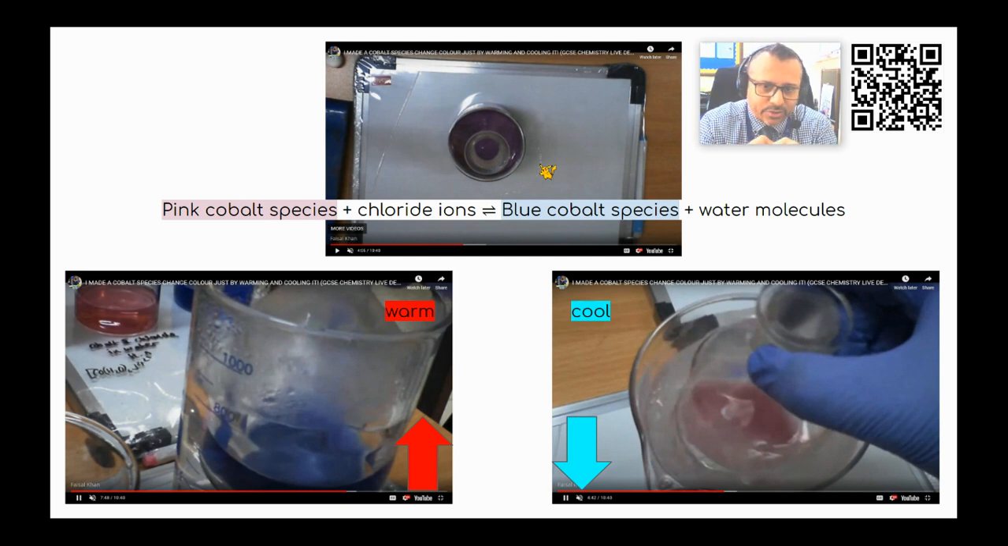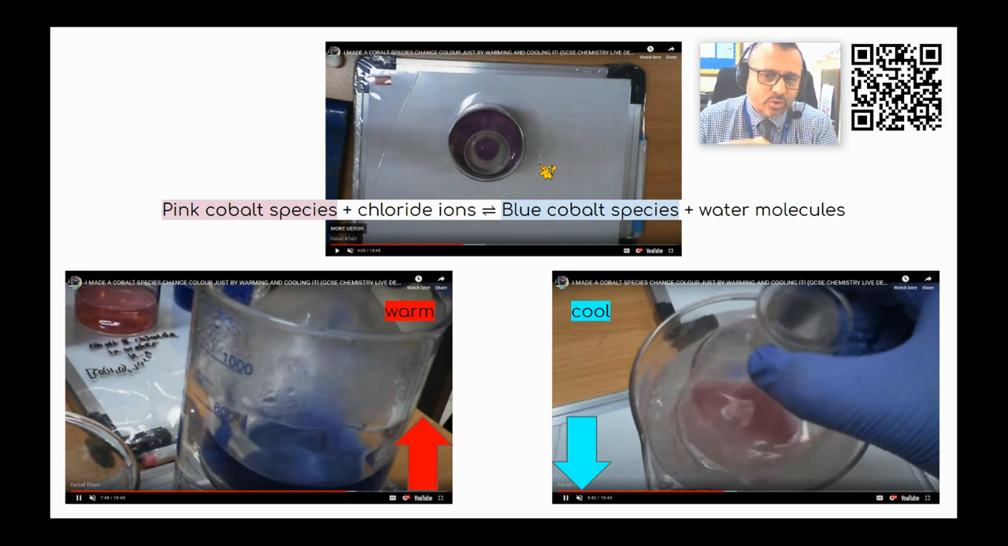So for this particular reaction, when we warm it, we find that the pink goes to blue. And this kind of gives you a hint. If you are warming it, that means that you are supplying energy into the chemicals. Now, that's actually going to favor any endothermic reaction, as endothermic reactions take in energy from their surroundings. So the forwards reaction is actually endothermic. The reverse reaction is exothermic, and it's not helped by a rise in temperature. So more on that in a little while.